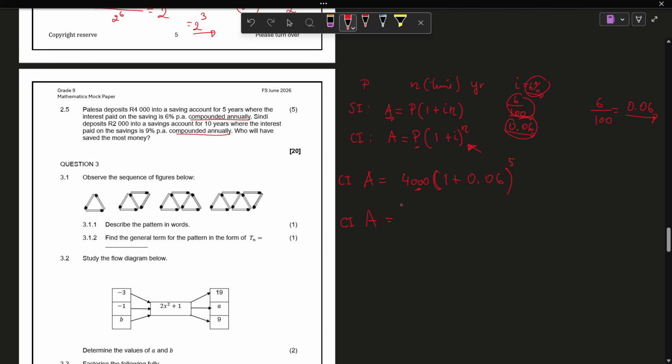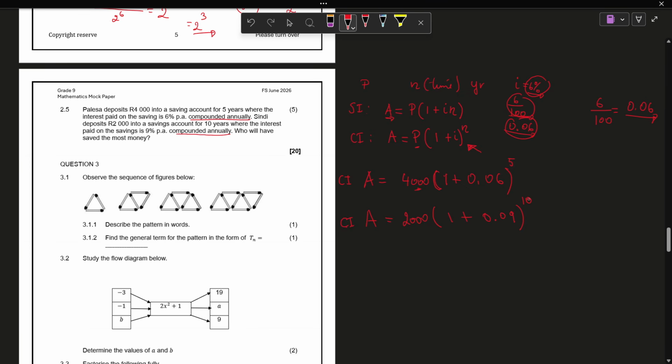Now, on the second scenario, she deposited 2,000. So this is our principal amount. We open the bracket. So we're going to have 1 plus. What was the interest rate? It's 9%. So it's going to be 0.09. We close the bracket. For how long was it? It is 10 years.